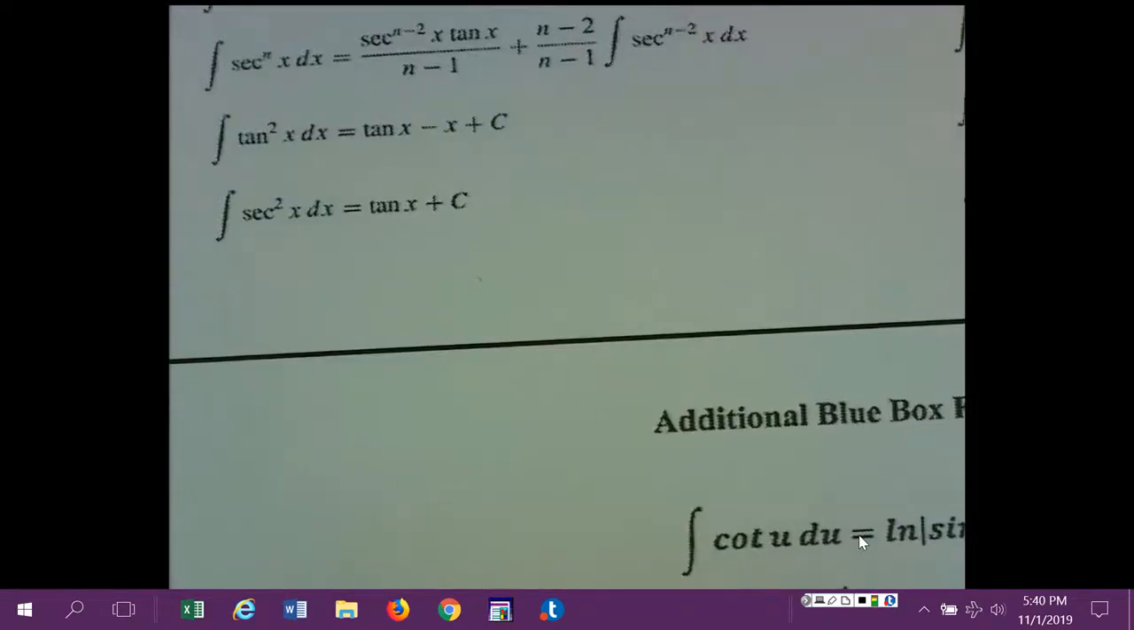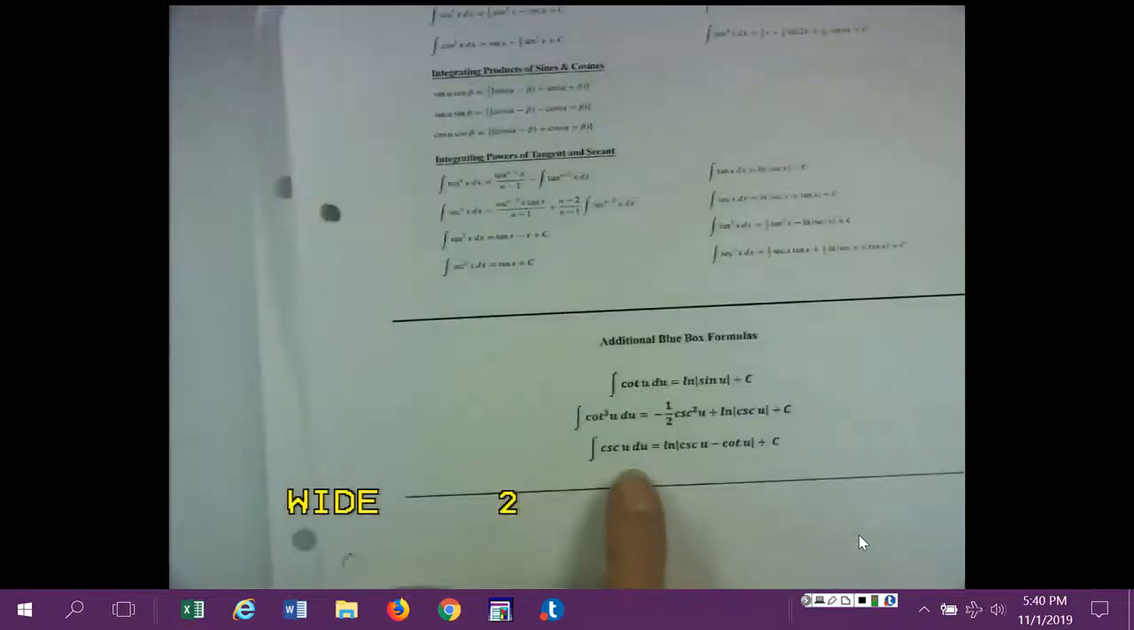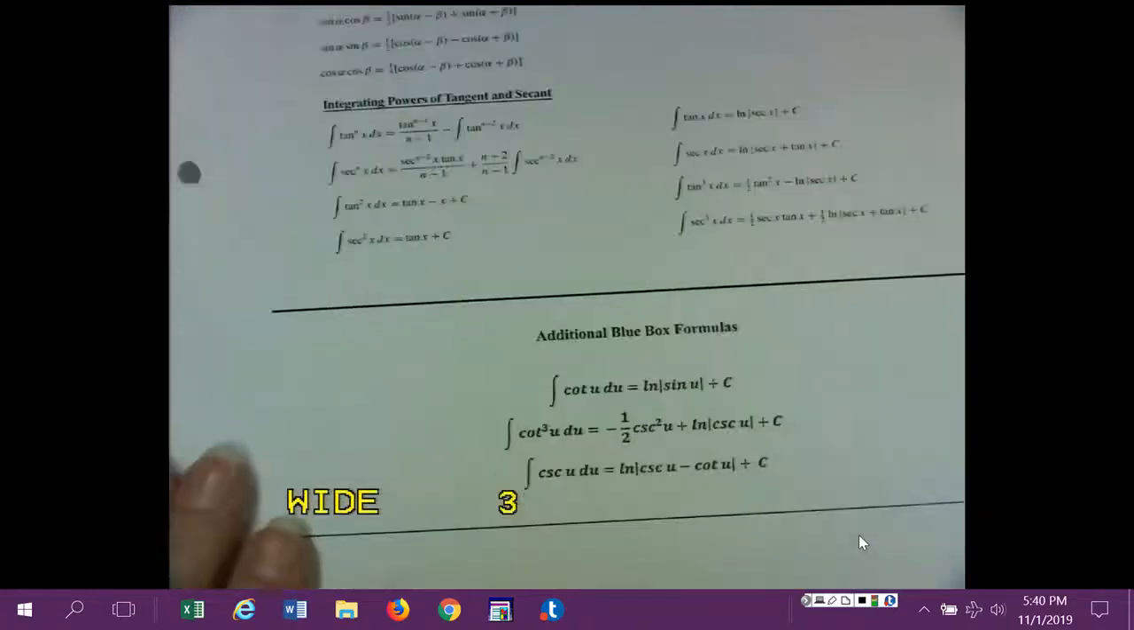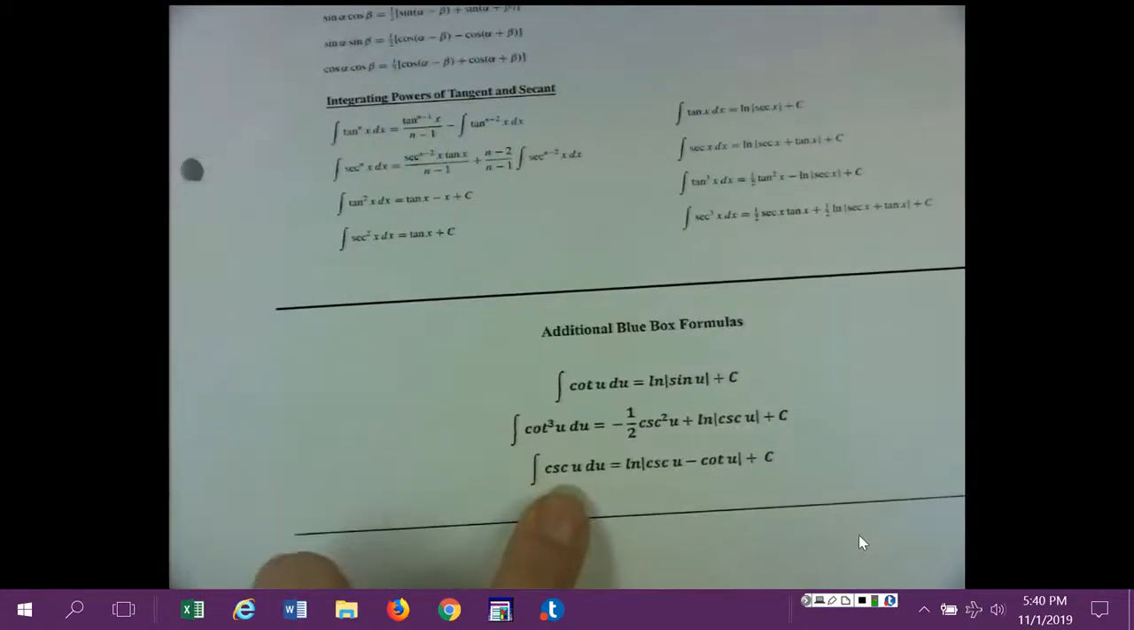The last one, the antiderivative of cosecant u du, I will show you the proof of that. It's very similar to when we proved the blue box special for just secant in the last video. So we proved this blue box in the last video. We proved this blue box in the last video. So now I want to show you the proof for this blue box special for plain old just cosecant u.